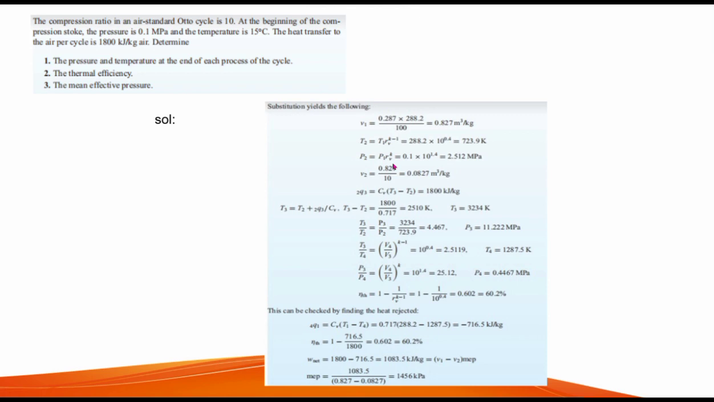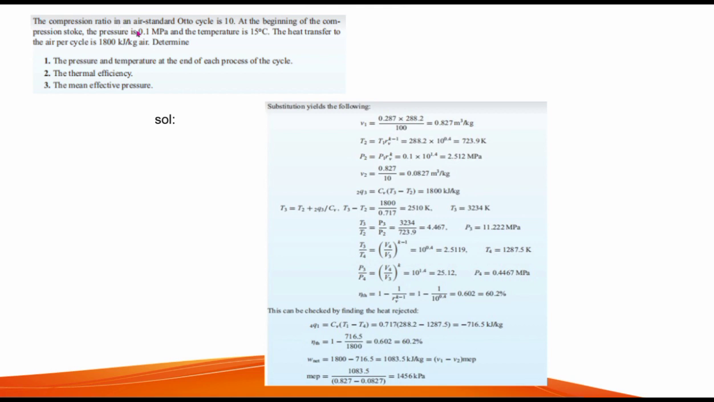Good day everyone, this is my part 2 of the 6th chapter of thermodynamics, which is the gas and vapor power cycle. So here is my sample problem.